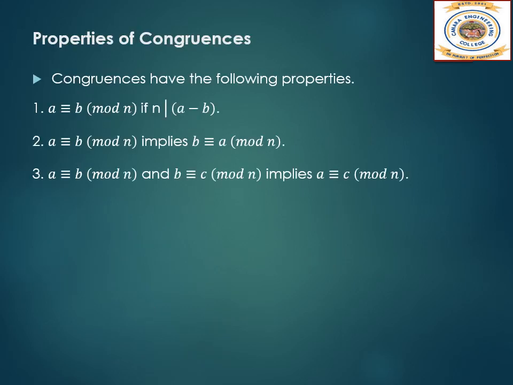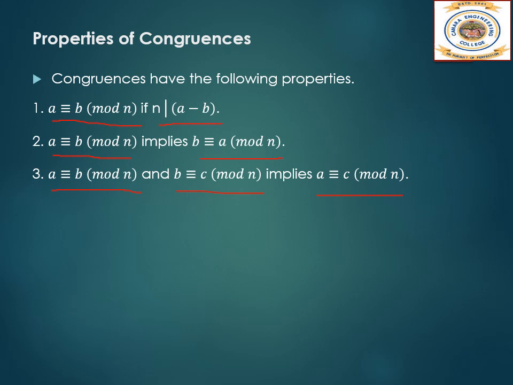We'll see the properties of congruences. So congruences have the following three properties. First, a is congruent to b mod n if n divides a minus b. Second property is a is congruent to b mod n implies that b is also congruent to a mod n. Third property is a is congruent to b mod n and b is congruent to c mod n implies that a is also congruent to c mod n.